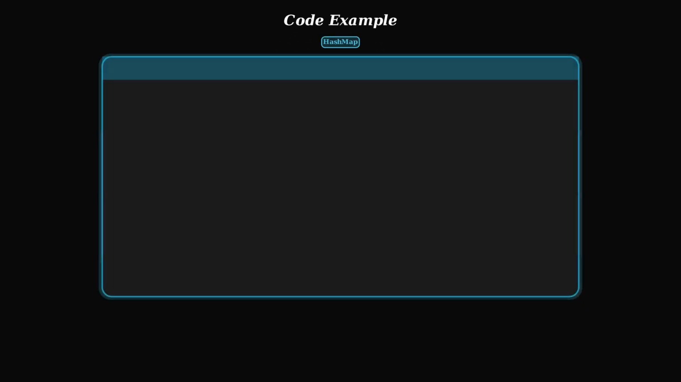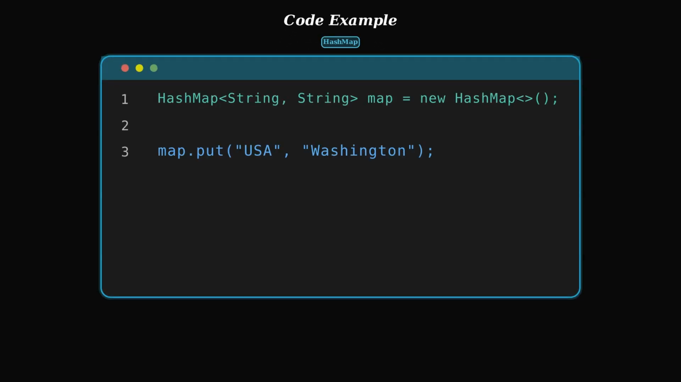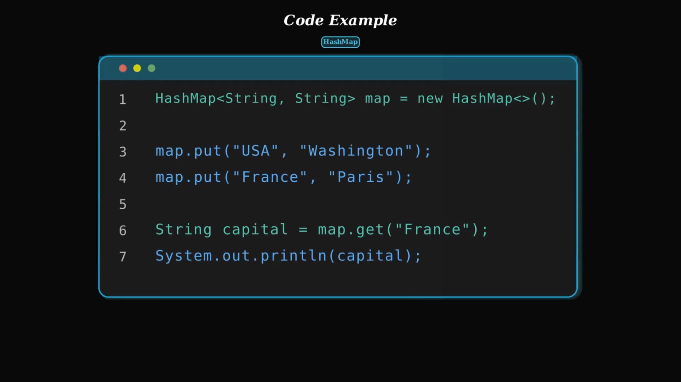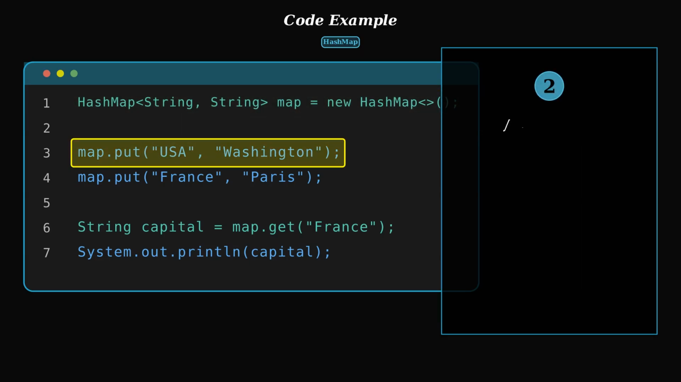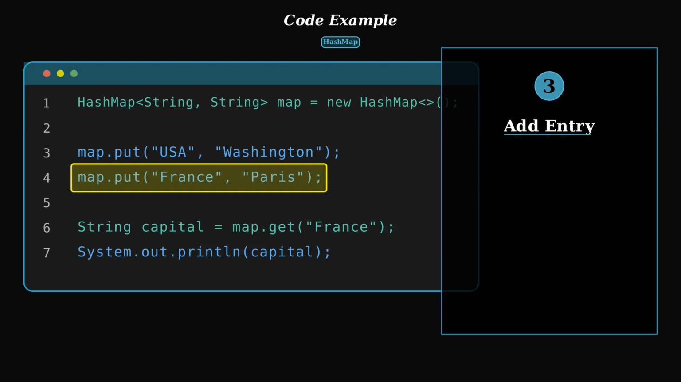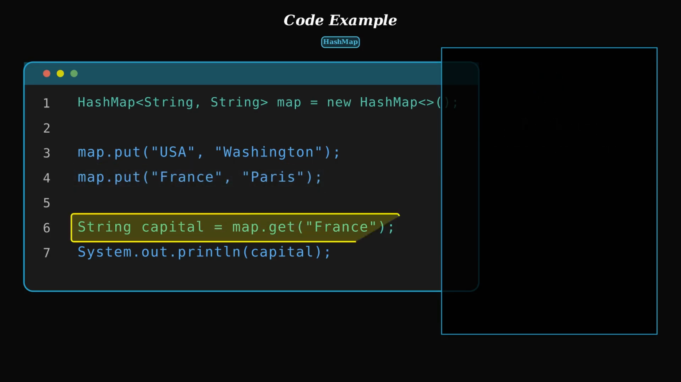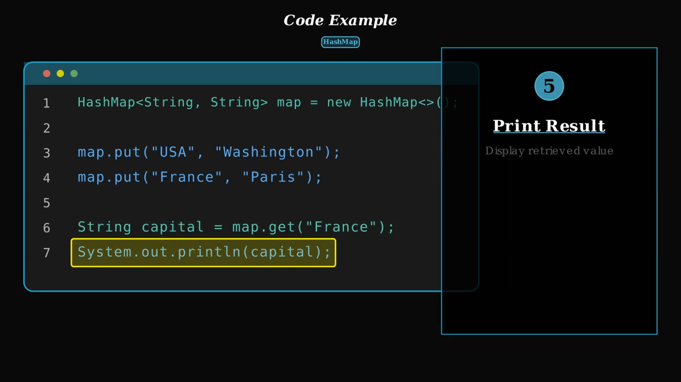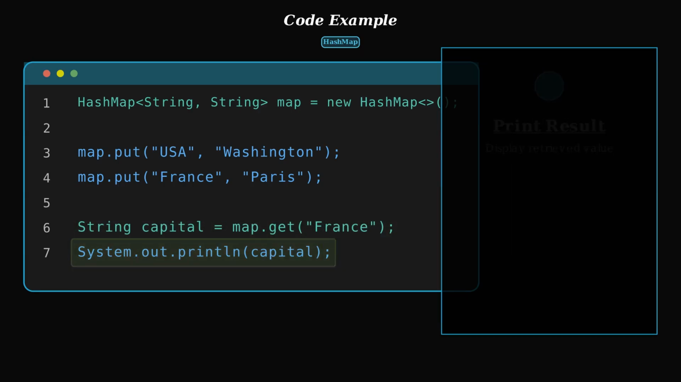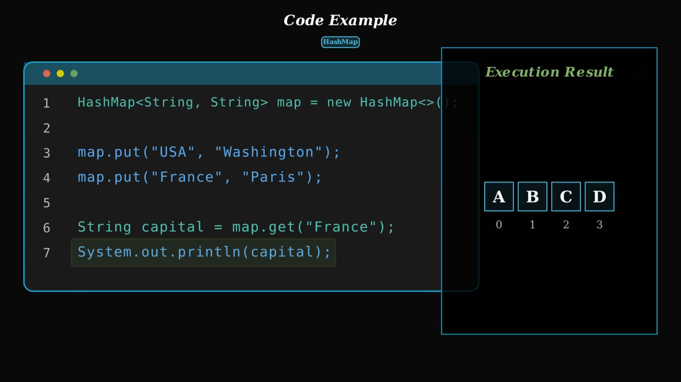Let's see how to implement HashMap in code. Here is the implementation. Create HashMap: initialize an empty key-value map. Add entry: store USA with its capital. Add entry: store France with its capital. Get value: retrieve France's capital. Print result: display the retrieved value. Now let's see the output of this code.